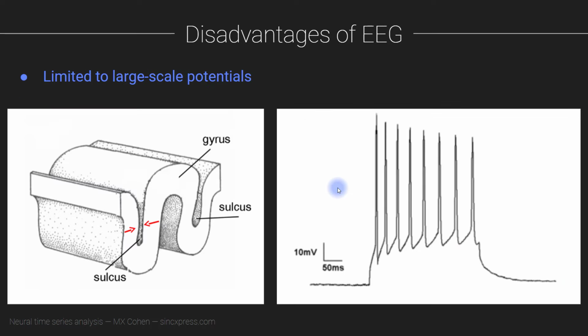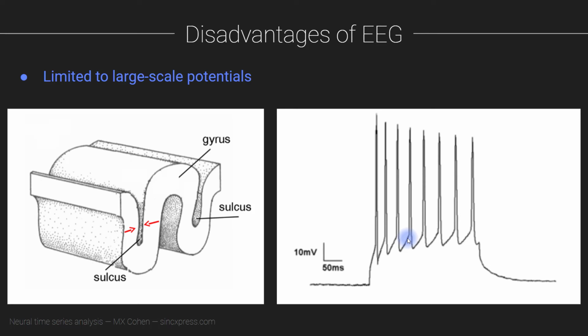All right, so that said, now I want to talk about some disadvantages of EEG. One disadvantage is that it is limited to synchronous large-scale potentials. So here I showed this plot of the activity of a single neuron.